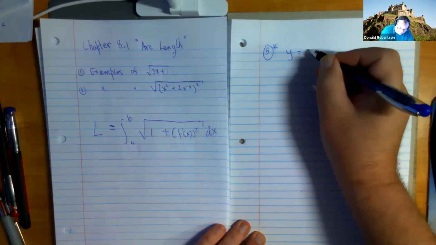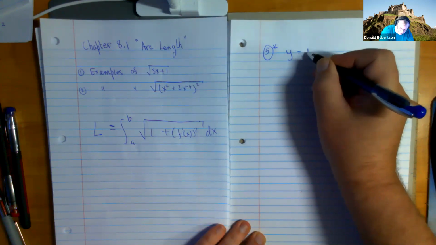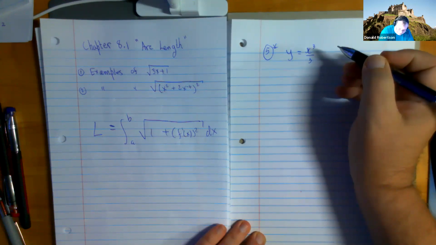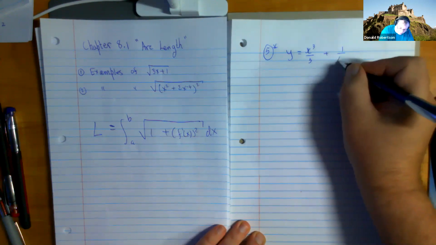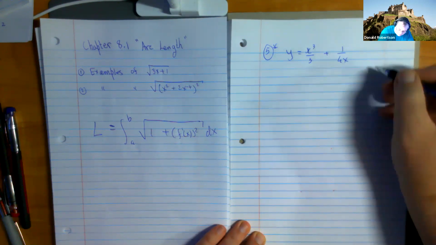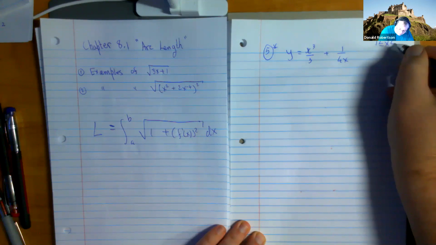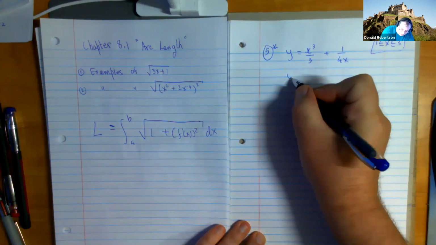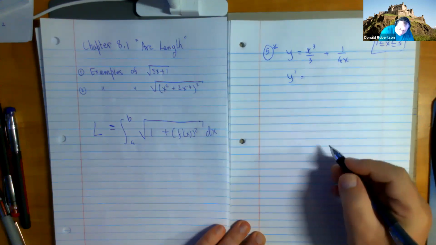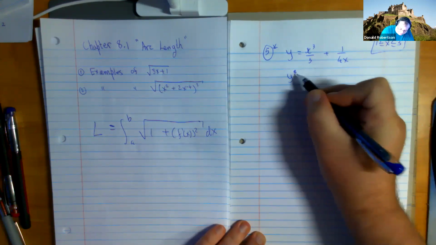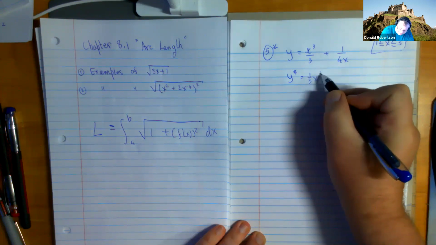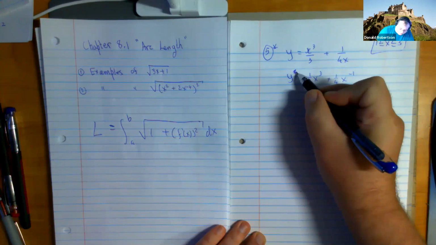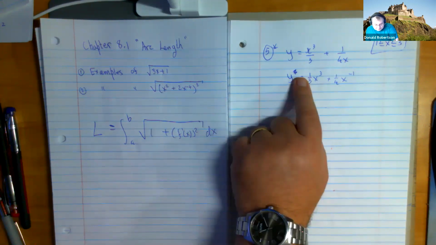Y is x cubed over 3 plus 1 over 4x. And it's going to be the arc length from x equals 1 to 3. So I'll find the derivative. Well, actually, I won't yet. I will write this guy in that format. I haven't taken the derivative yet.